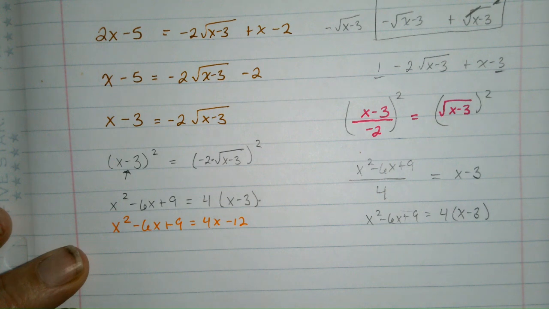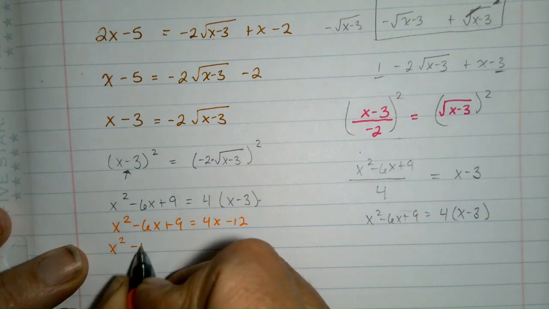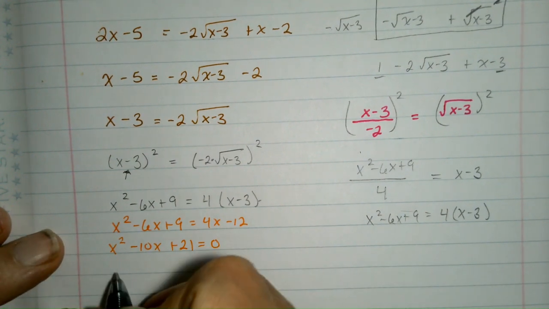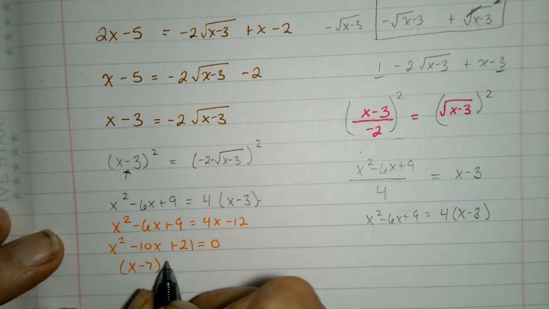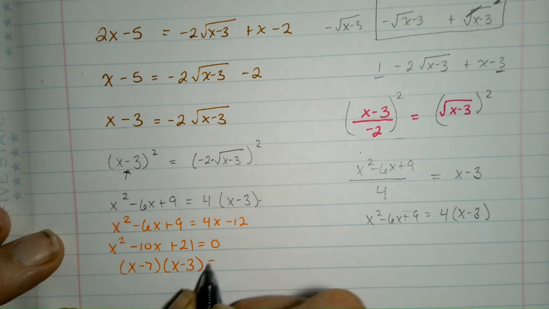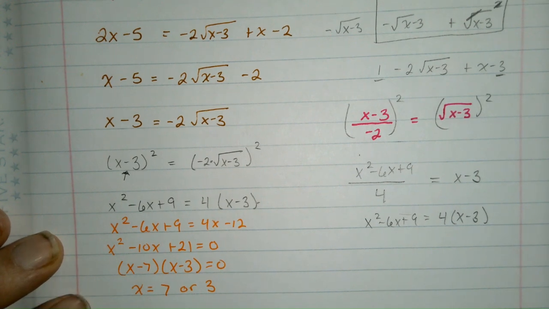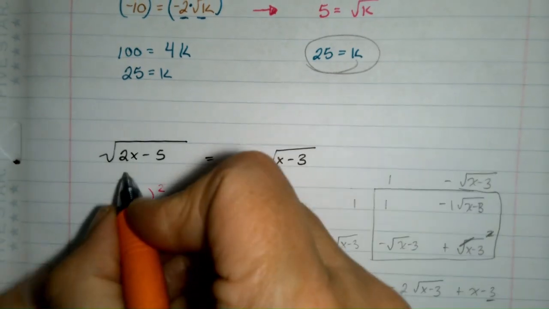It's quadratic, we need it to equal 0. X squared minus 10x plus 21, that actually factors. We get x minus 7 times x minus 3. So x is either 7 or 3. Okay, so we need to test 7.